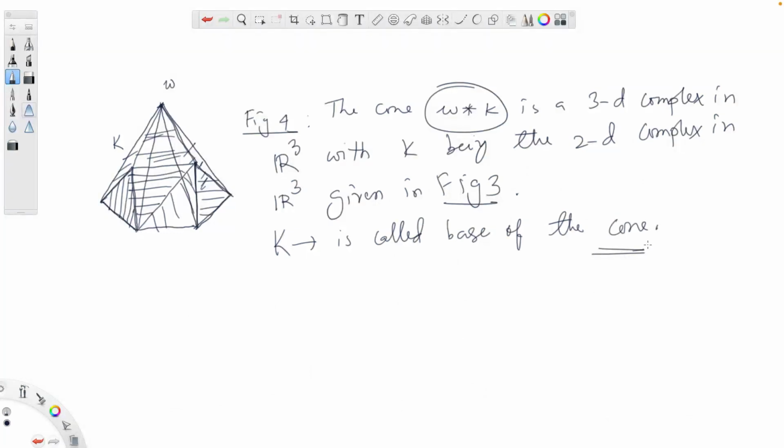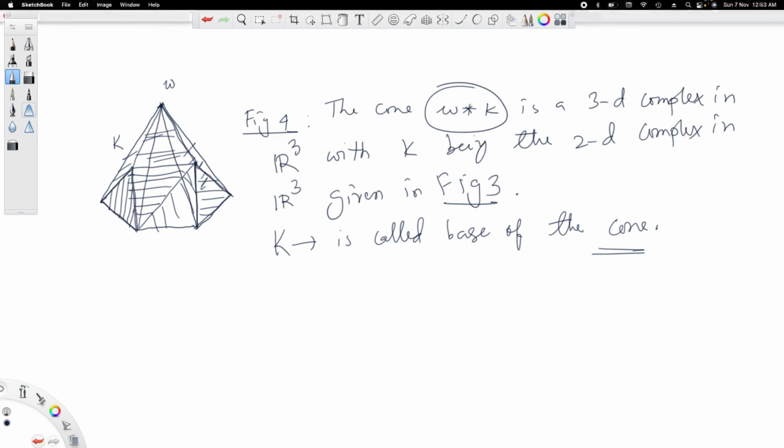So I think it's a good time to take a break. Okay, so I'll come back in the third segment with more examples of cone. Okay, and then we'll try to see how we can compute the homology groups of cone. Thank you for attending this second segment.